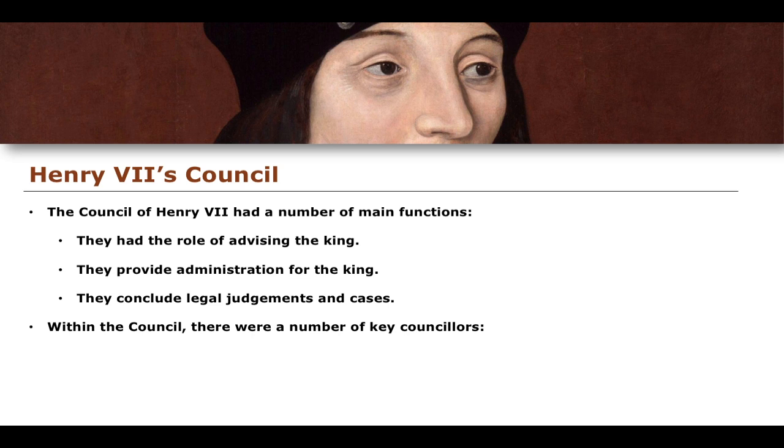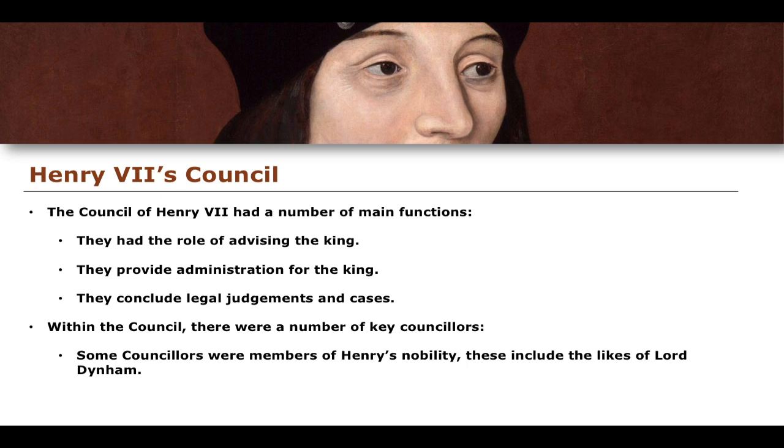And so within the council, there were a number of councillors. The councillors within the council would be individuals who would come and go throughout the reign of Henry VII. Some councillors were members of Henry's nobility, and so they included the likes of, for example, Lord Dynham. Other councillors were not members of the nobility. In fact, for the most part, members of the nobility did not actually appear too much within the council.